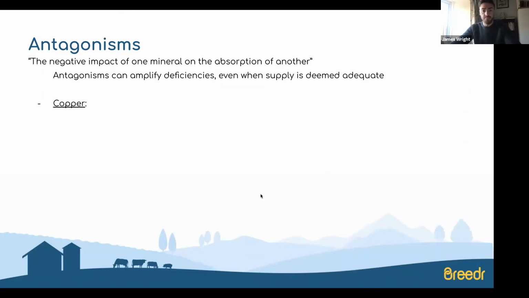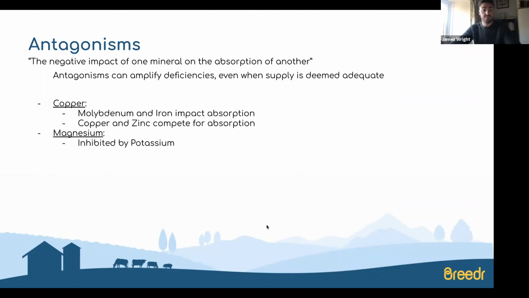So examples are things like copper. Copper, like we said, is important for red blood cells and enzymes. Well, the presence of molybdenum and iron can prevent the absorption of copper. Copper and zinc are also very similar in the way they're absorbed, so they tend to compete with each other. Magnesium, like we all know, if there's too much potassium around, then that can impact magnesium. That's why we tend to not put potassium fertilizers on spring grass that is going to be grazed, because then you really increase the likelihood of getting grass staggers, so hypomagnesemia.